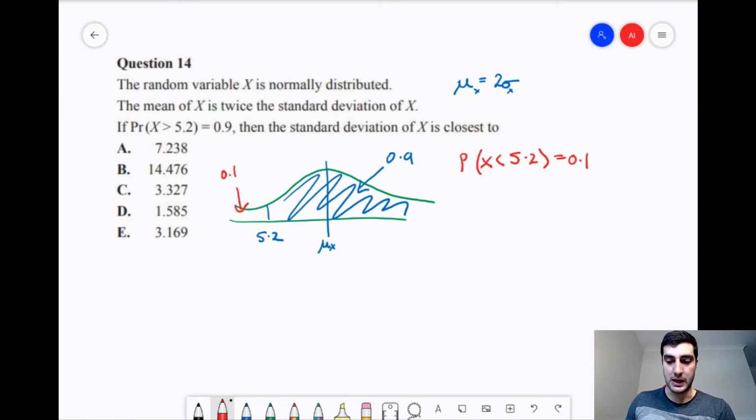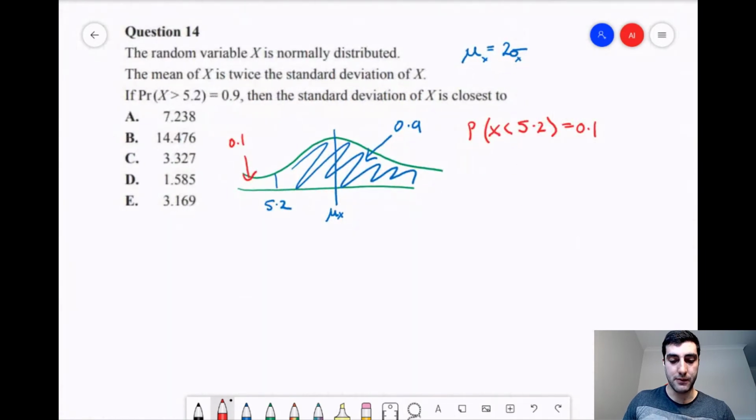So where do we go from here? We've got the mean that's unknown and also the standard deviation that's unknown. So two unknowns with only sort of one expression, we aren't able to solve that. So this is where we'll have to use both our calculator and the standard normal distribution.